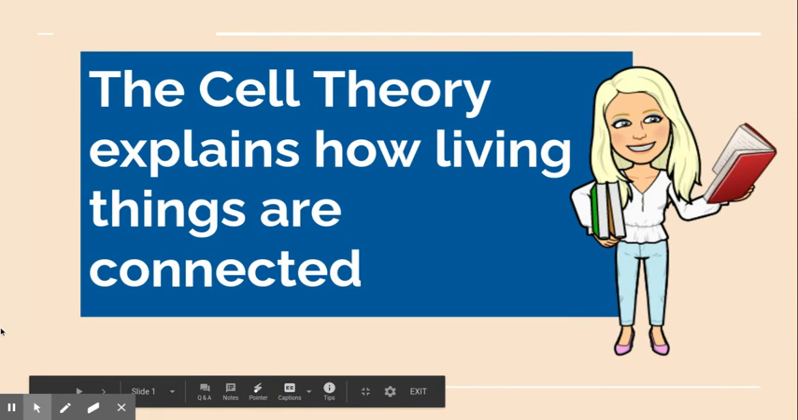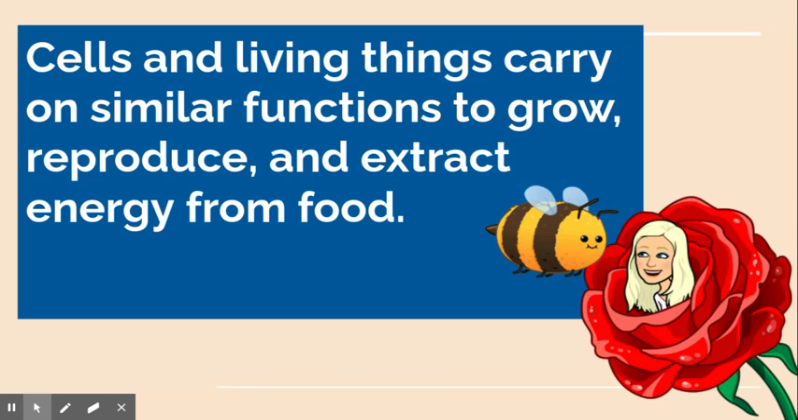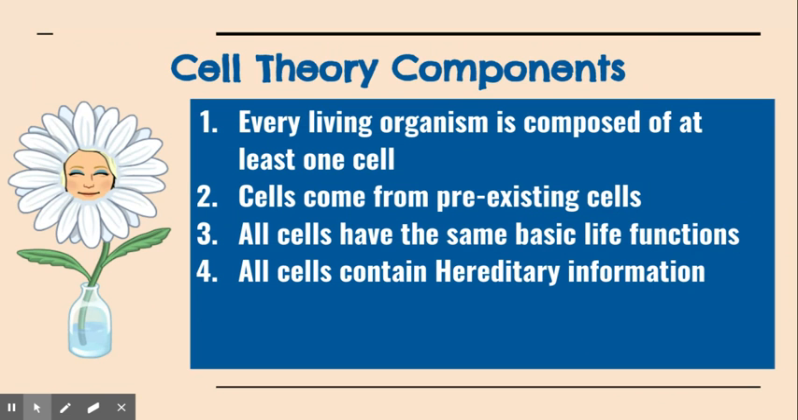Hey everyone. All right, so the cell theory explains how all living things are connected. Cells in living things carry on similar functions to grow, reproduce, and extract energy from food. Every living organism is composed of at least one cell. Cells come from pre-existing cells, and all cells have the same basic life functions, and cells contain hereditary information.